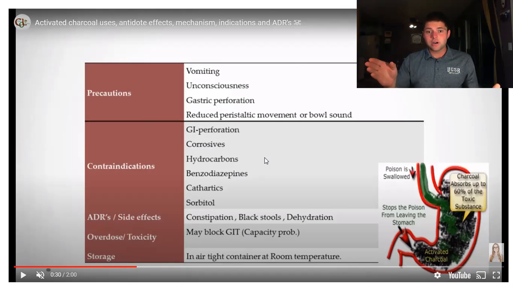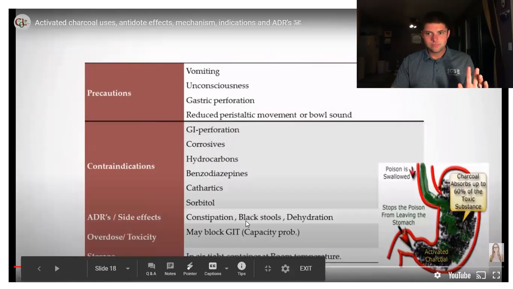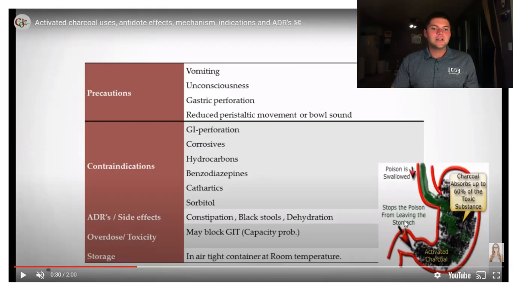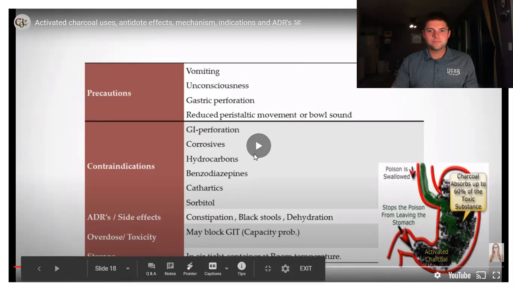Hydrocarbons. It's not going to work on hydrocarbons. Benzodiazepines. Not going to work. Plus, we have antidotes to benzodiazepines. Heavy metals. Not going to work. What does it cause? It can cause constipation, black stools, and dehydration. The constipation is secondary, because you pooped everything out. Black stools is from the charcoal, and then dehydration because you lost so much fluid pooping it out. Overdose toxicity may block the GI tract. Storage is at room temperature.